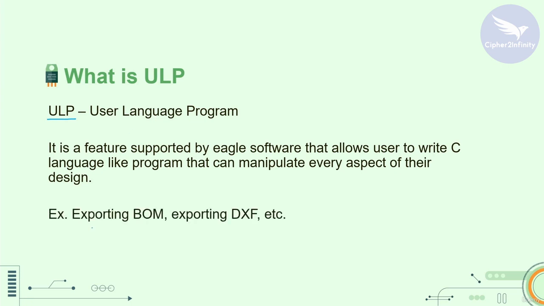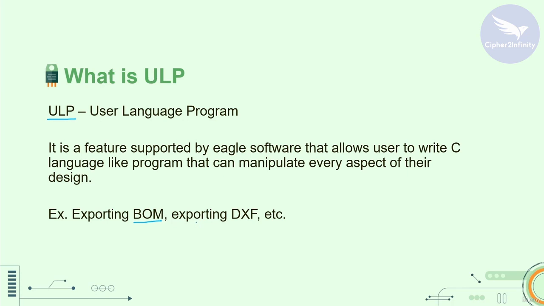For example, let's say we want to export the BOM, the bill of material of our design. I'm going to explain this point in much more detail in an upcoming video, but in short, the bill of material includes all the components which we have used in our schematic editor or in our design. So there will be a script, and if we run that script, it will generate the bill of material of our design in which all the components are listed in a sequential manner. Okay. So that's one example of ULP.